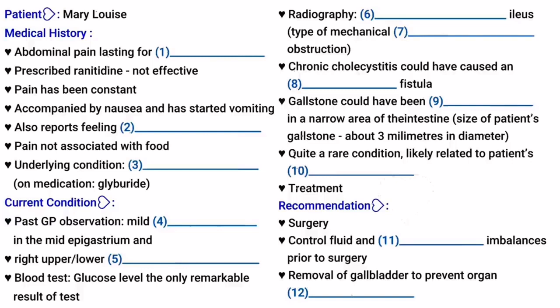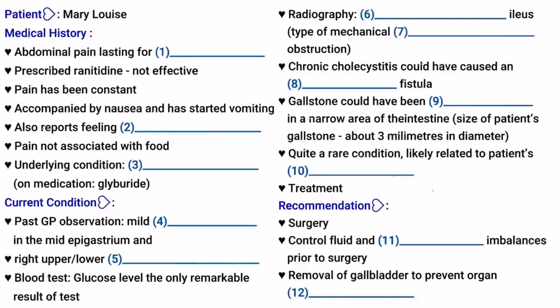And now to your current condition. The first physician who attended you noted some mild tenderness in the mid-epigastrium and right upper and lower quadrants. Also, I just got your blood test results back, and everything was normal, aside from your blood glucose level. I have examined your radiography, and it appears that you have what is called a gallstone ileus, which is a type of mechanical small bowel obstruction.